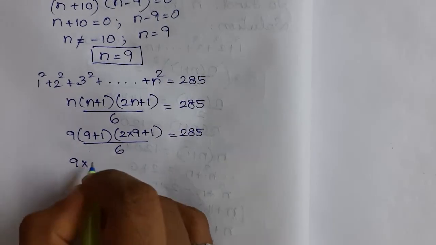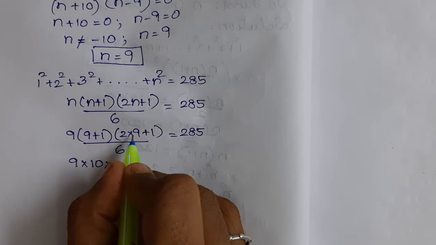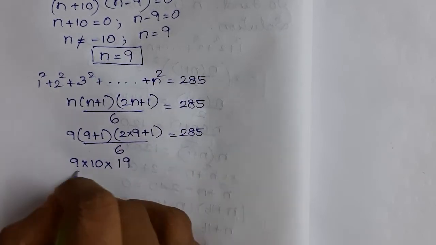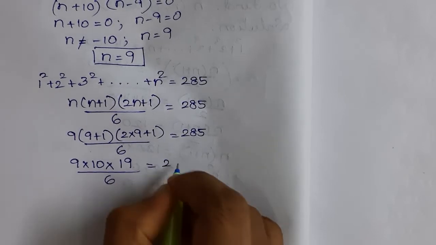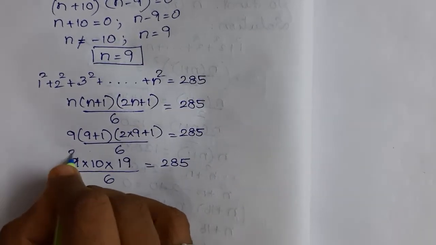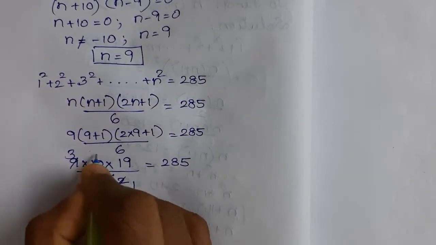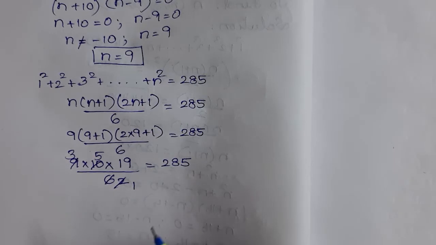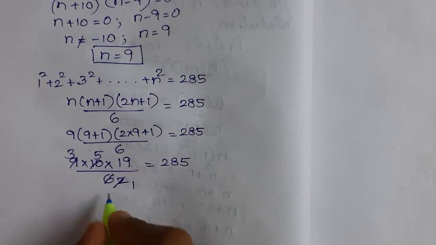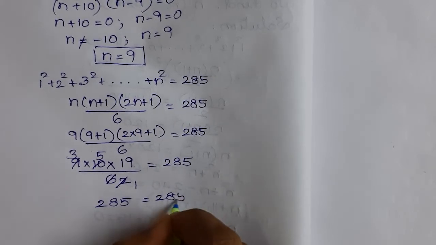So 9 into 9 plus 1 is 10. As I told you, you have to multiply and then add. So 9 2s are 18. 18 plus 1 is 19 divided by 6, which is equal to 285. So now reducing, 3 3s are 9, 3 2s are 6, then 2 1s are 2, 5s are... So 3 5s are 15. 15 into 19 is nothing but 285, which is equal to your right hand side.